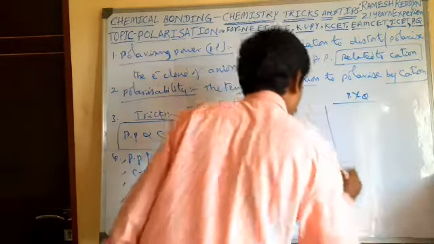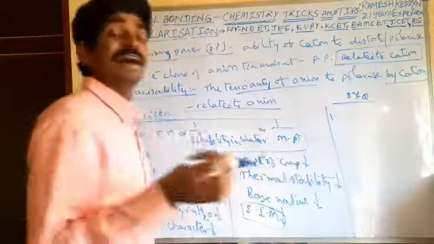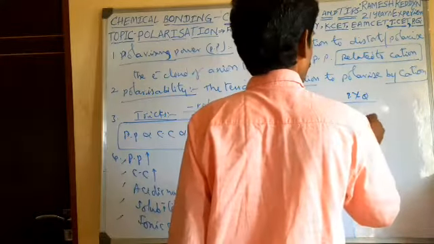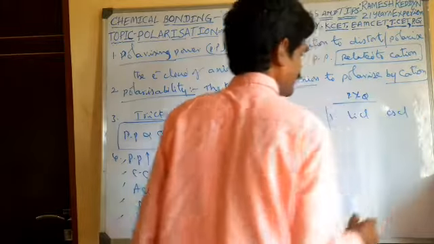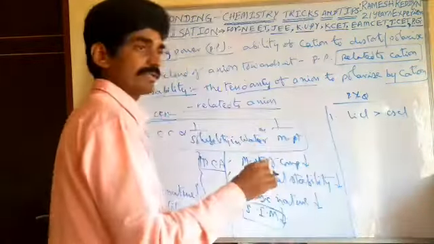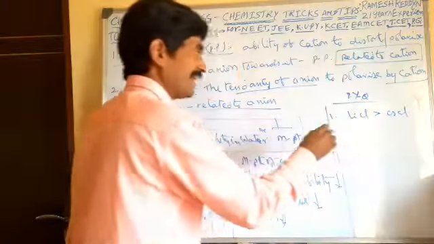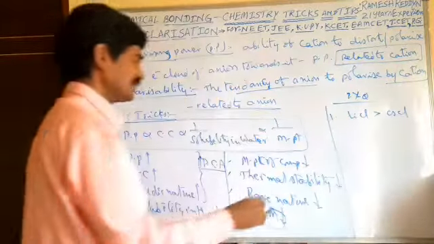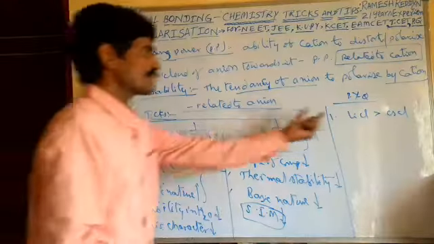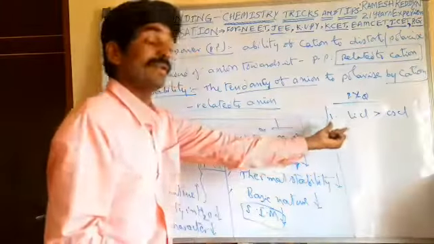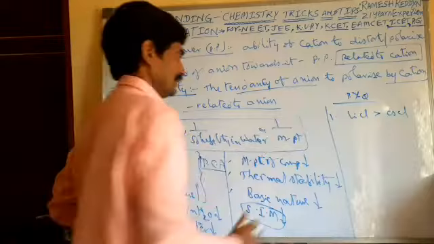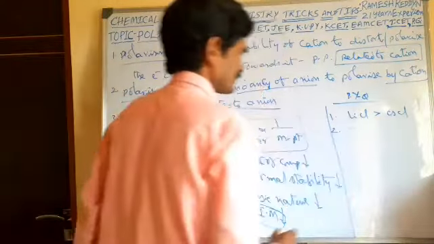See, the questions appearing in previous year papers are like this. They will ask which among the following has high polarizing power. They will give lithium chloride and cesium chloride. You know, lithium chloride polarizing power is more, covalent character is also more. Because of covalent character, it is not soluble in water. So solubility in water is very negligible. It is soluble in organic solvents. Got it?